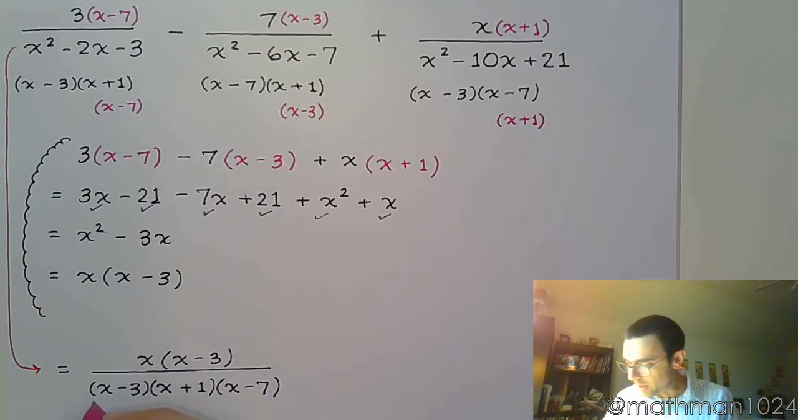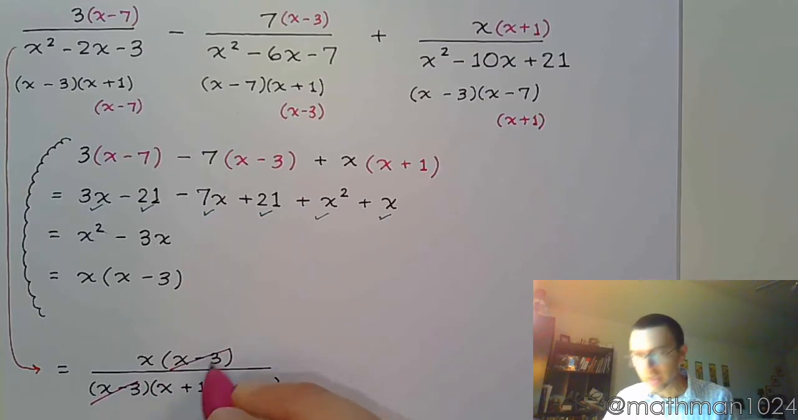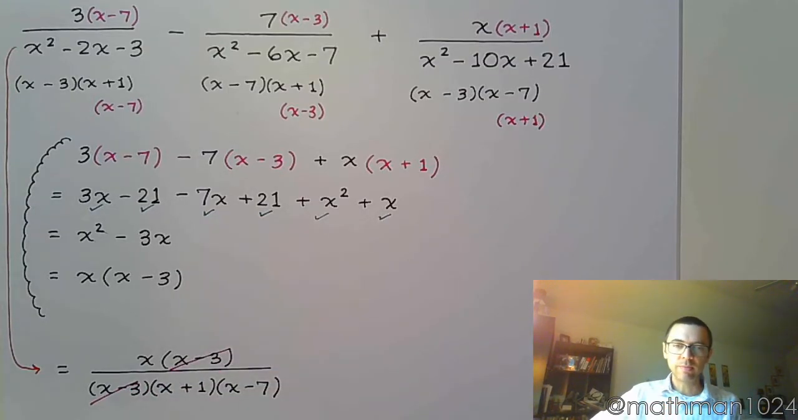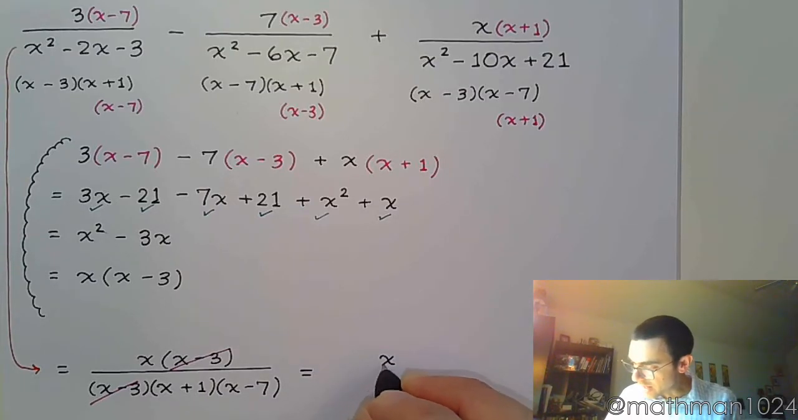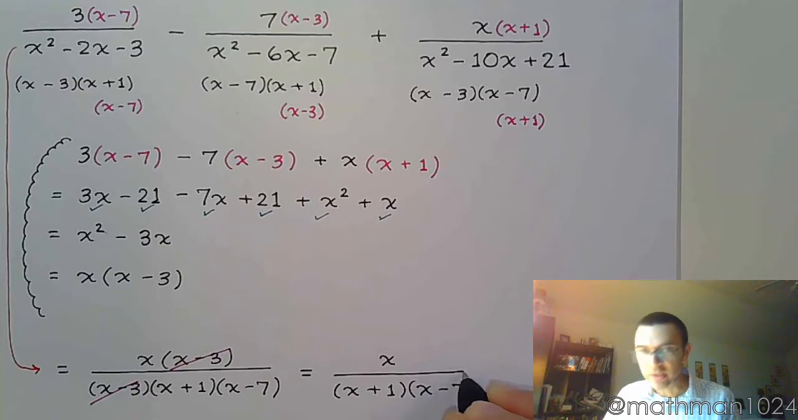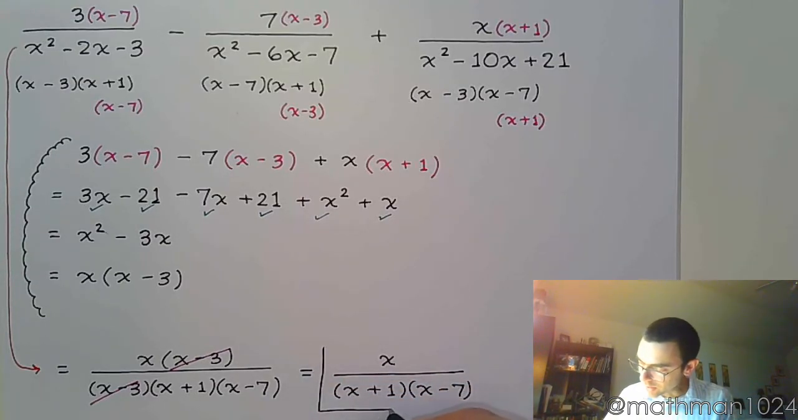And you see right away the x minus 3's reduce. So the only thing we have left is a factor of x in the numerator and the two factors, x plus 1 and x minus 7, in the denominator. And that's all we can do.